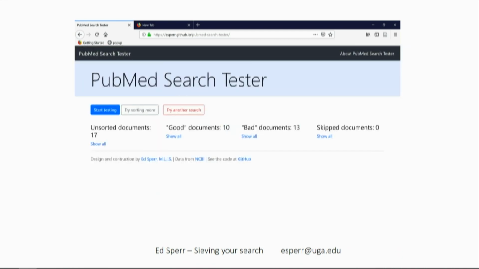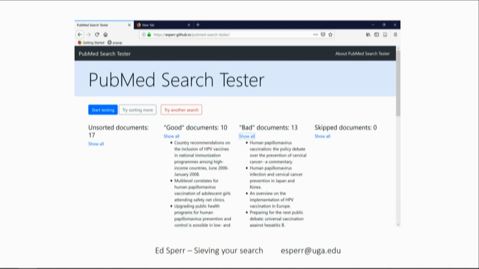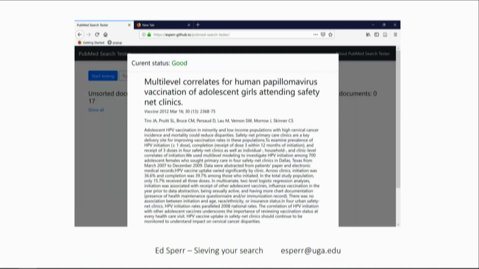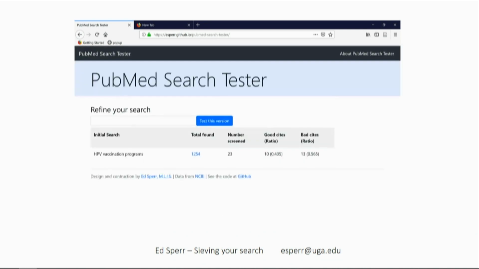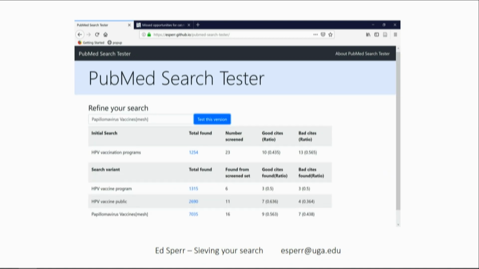I go through until I get 10 good ones, and then I can actually see these are the good ones, these are the bad ones. I always go back and take a look at why I think each is good or bad. But most importantly, then I can take a look at how well it works. In this case, I had to screen 23 and got 10 back that were good, so that's my ratio. I can also do other variations of searches, such as HPV vaccination program, HPV vaccination public, papillomavirus vaccine. I get back a bunch of stuff, actually pretty good results in terms of getting my good hits, but lots of other random extraneous hits too.